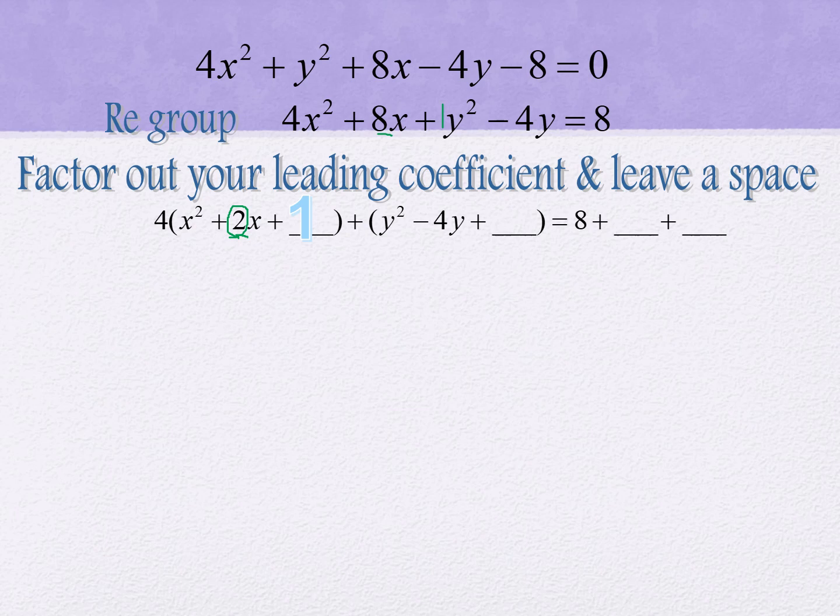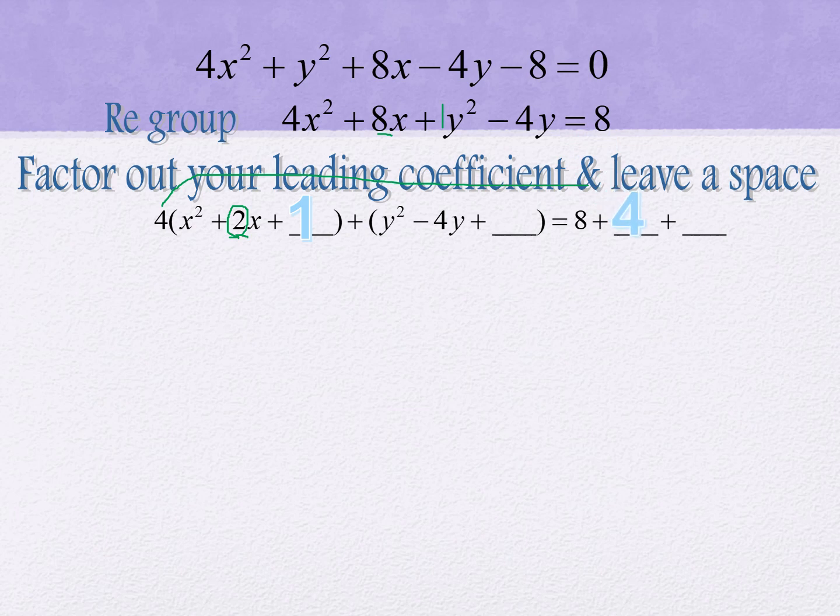Not quite. There's a 4 knocking at the door. Do you see this 4 hanging out here? So I really added a 1, but I've factored a 4. So in value, I've added a 4 times 1, which is what I need to put in over here.